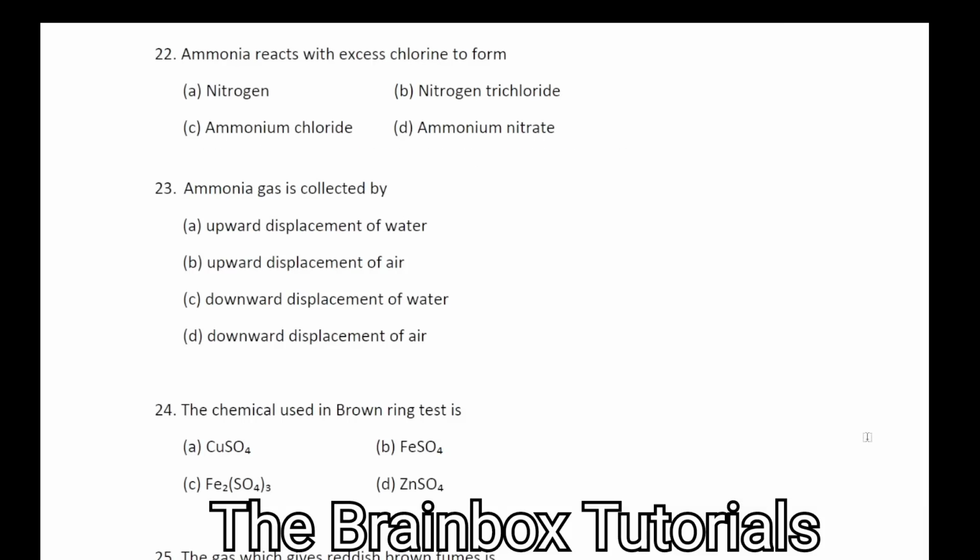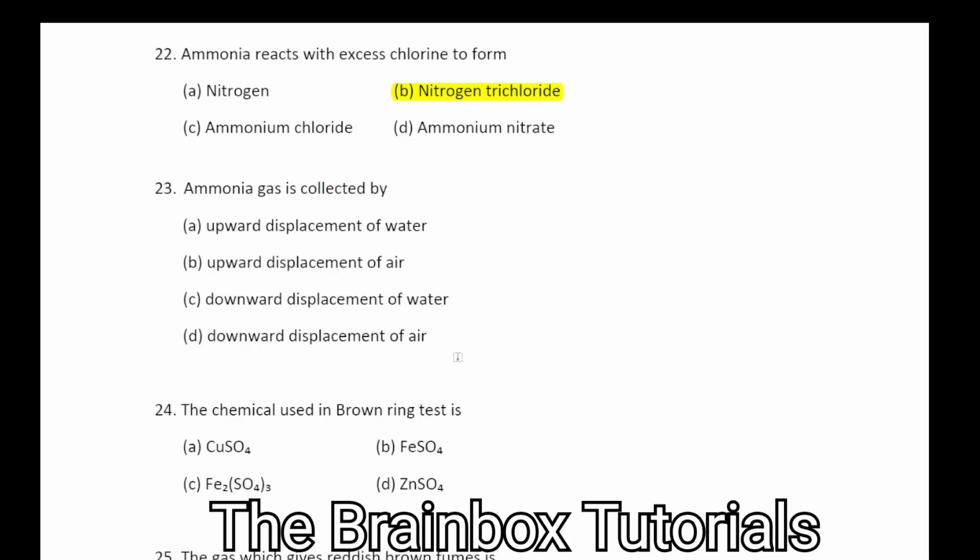Ammonia reacts with excess chlorine to form option A, nitrogen, that is N2, nitrogen gas. Option B, nitrogen trichloride, that is NCl3. Option C, ammonium chloride, that is NH4Cl. And D is ammonium nitrate, that is NH4NO3. And the correct option will be nitrogen trichloride, that is option B.